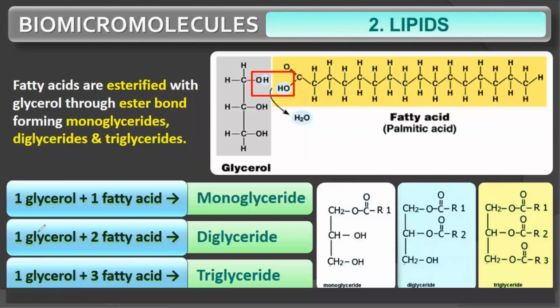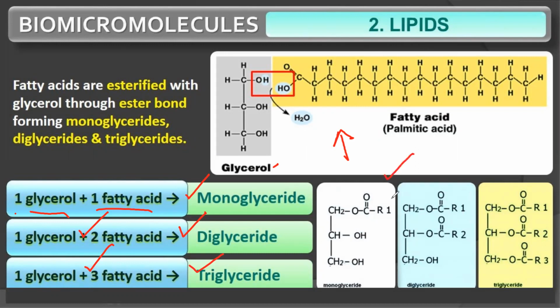trihydroxypropane. Fatty acids are esterified with glycerol through ester bond, forming monoglycerides, diglycerides, or triglycerides. If a fatty acid is esterified with glycerol, as you can see here, palmitic acid with one glycerol, if there is one glycerol and one fatty acid group, it's known as monoglyceride. Two fatty acid groups, diglycerides, and three fatty acid groups are triglycerides.